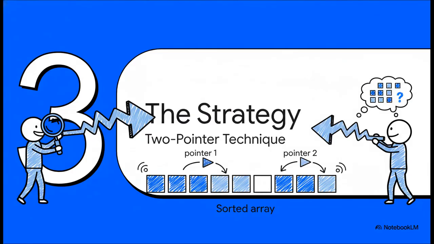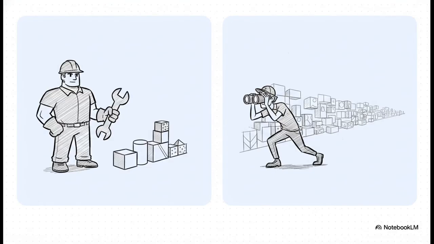Okay, so with those clues in our pocket, we can unleash a really elegant strategy called the two-pointer technique. I want you to think of it like we're deploying a two-person team to tackle this problem with maximum efficiency. Let's give our pointers some names to make this easier.